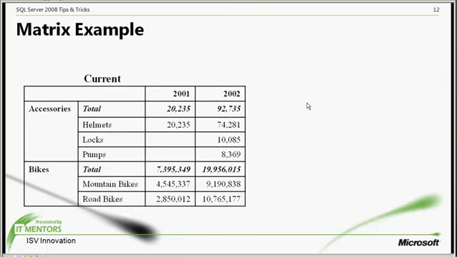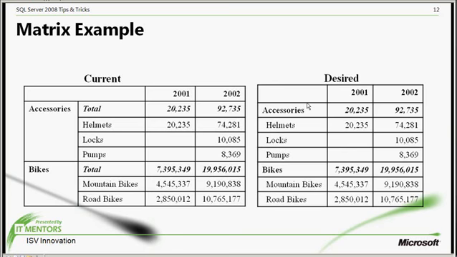Let's look at a couple of different examples as well. Here we have another matrix example, where we have a current solution, something that we could develop fairly easily using Reporting Services 2005. So we have a total, helmets, locks, pumps, and whatnot. What we want is something that looks like this. So we don't want to add this total right here. We want to be able to just add accessories and bikes right away, just like we have done on the right hand side here. And then by just using indentation, specify if a certain element is a child element.